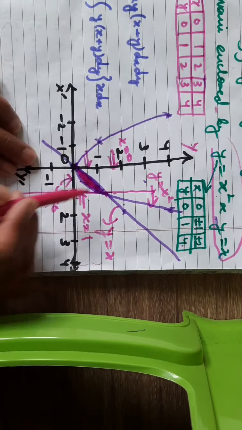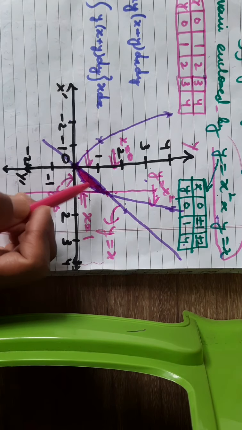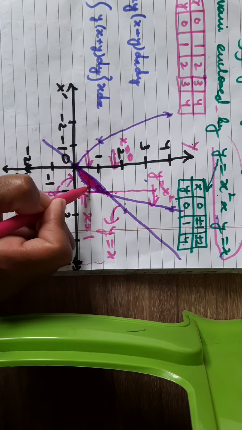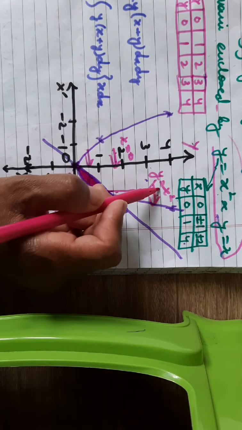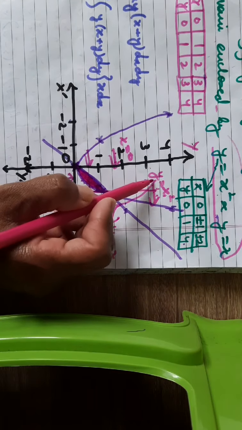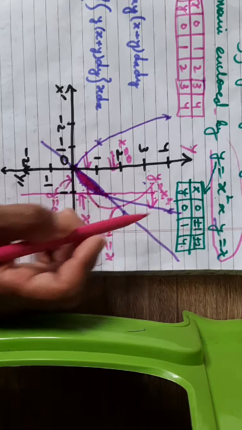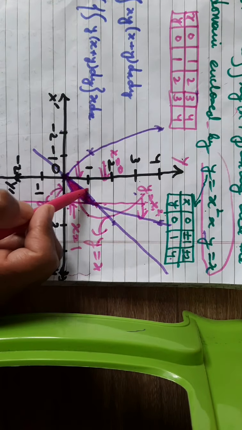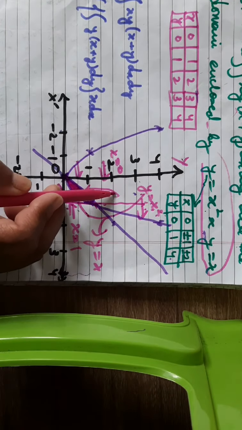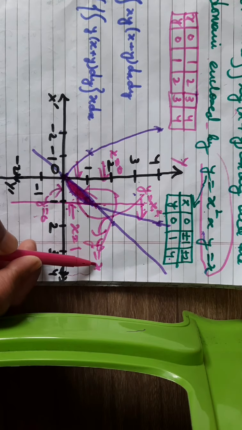And for y, you can see that this shaded region below is bounded by this curve, y is equal to x square. So that means the lower limit for y will be x square, and above it is bounded by this line, which is nothing but y is equal to x.